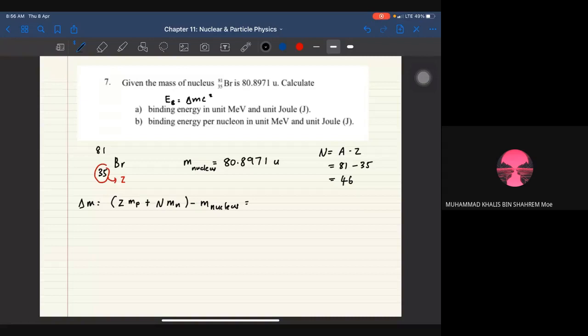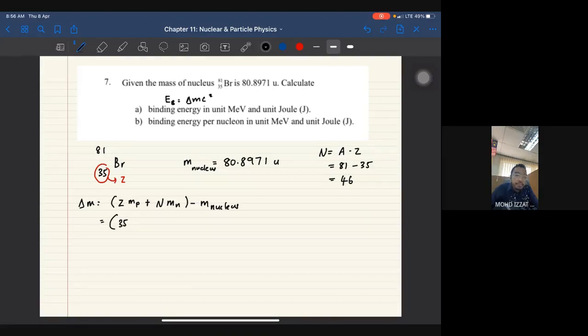Pakai U. Pakai U kan, sebab inilah mass of nucleus pun dah dalam U. And then untuk mass of neutron dan mass of proton tu sebenarnya dalam formula sheet pun ada U. So that's why kita pakai U. To solve this one is 35. Again, nombor MP ni jangan hafal sebab kadang-kadang dia berubah.